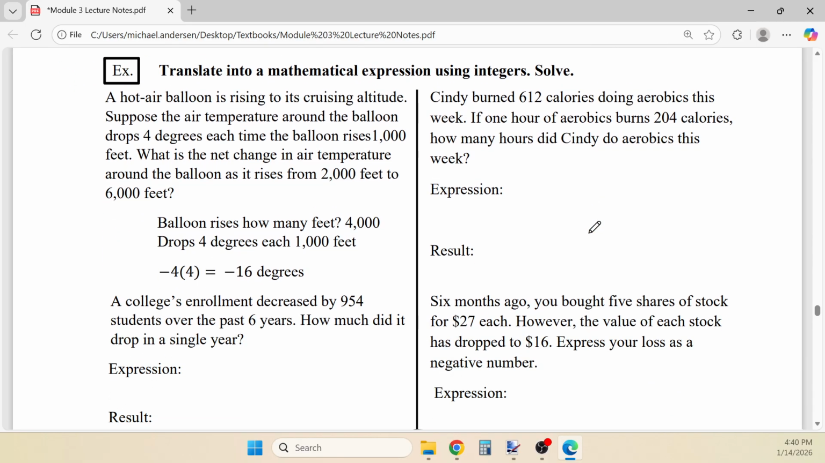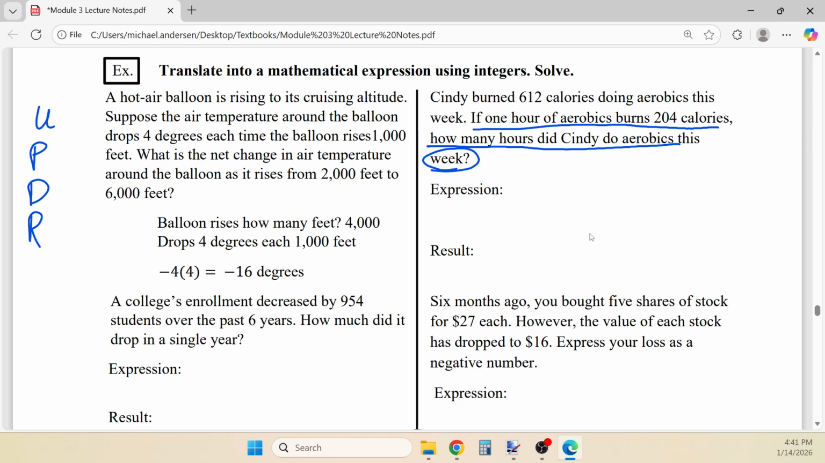Now we're going to do the same thing but with word problems. Same principles. We're going to try to understand the problem. We're going to plan. We're going to do the plan. Then we're going to reflect on the plan. So let's just do this one here. Let's read it first. If 1 hour of aerobics burns 204 calories, how many hours did Cindy do aerobics this week? Okay. So 1 hour burns 204 calories. How many hours did Cindy do aerobics?